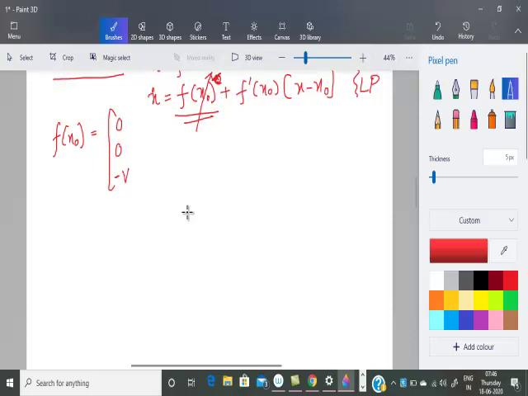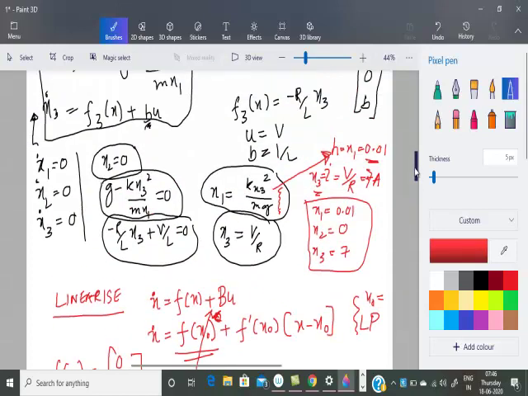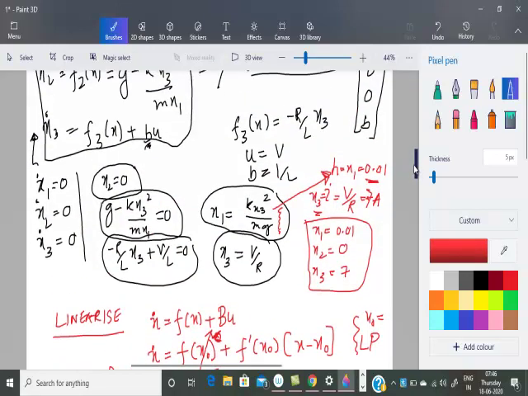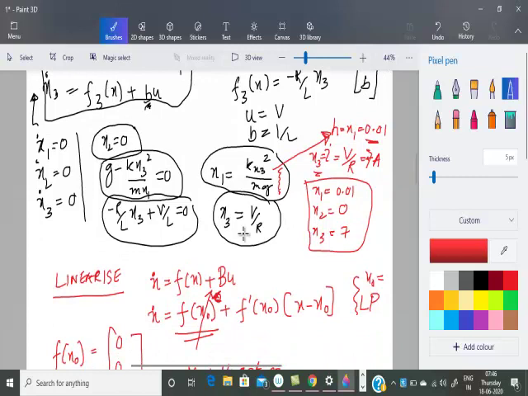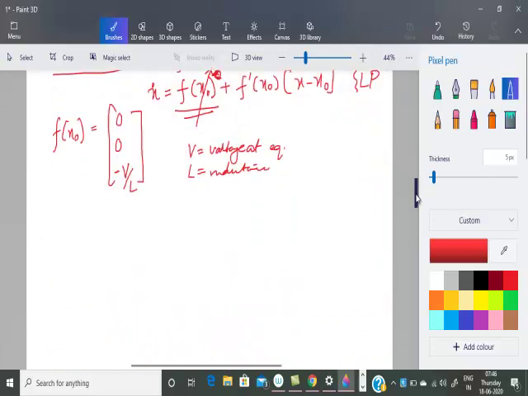Minus v by L, where v is the voltage at equilibrium and L is the inductance, right? As we have already seen, the voltage at equilibrium you can find out because you know the current at equilibrium. So let us leave this for the time being.